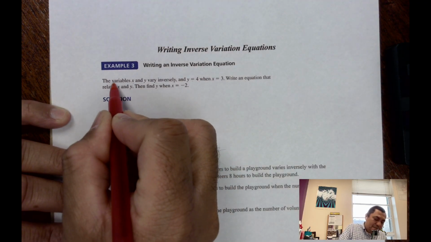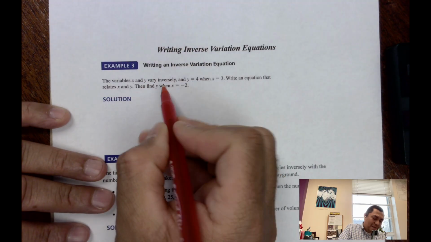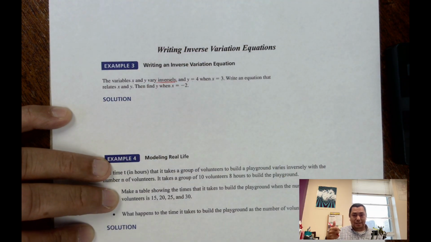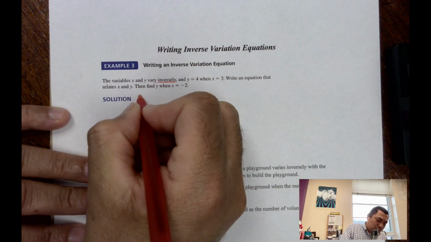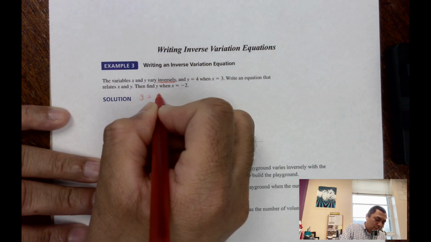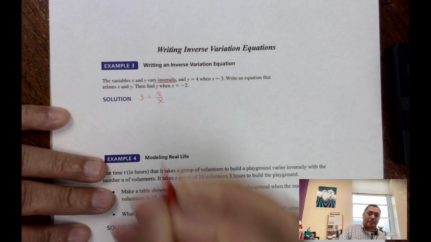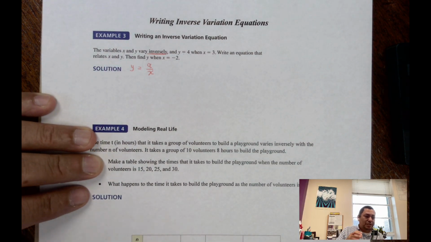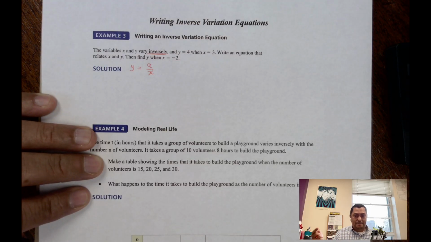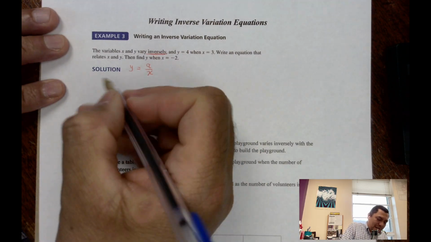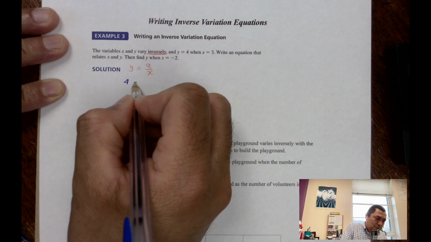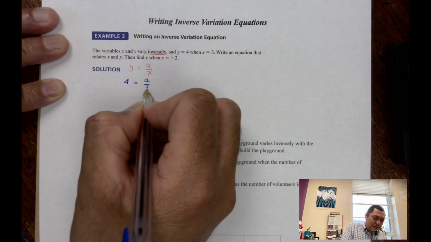Now here, the variables x and y vary inversely. Okay, it's inverse variation. So we're going to use y equals a over x. We're going to write the general equation for inverse variation. Now I'm going to make the substitution where y equals 4 and x equals 3. So I have 4 equals a over 3.